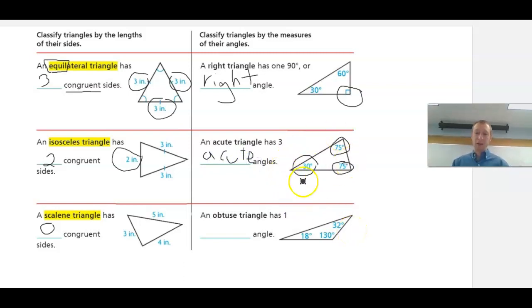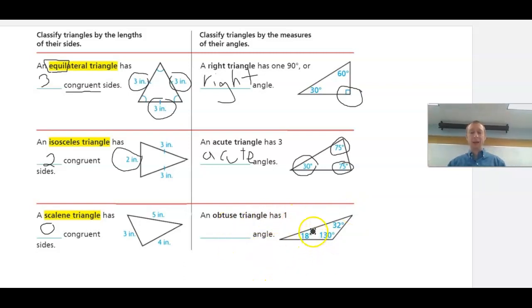I don't see any right angles, so it's not a right triangle. It is an acute triangle because it's got three acute angles. All right, and last but not least, an obtuse triangle. I'm sure you can guess this one probably has an obtuse angle, something more than 90 degrees. So let's see. An obtuse triangle has one blank angle.